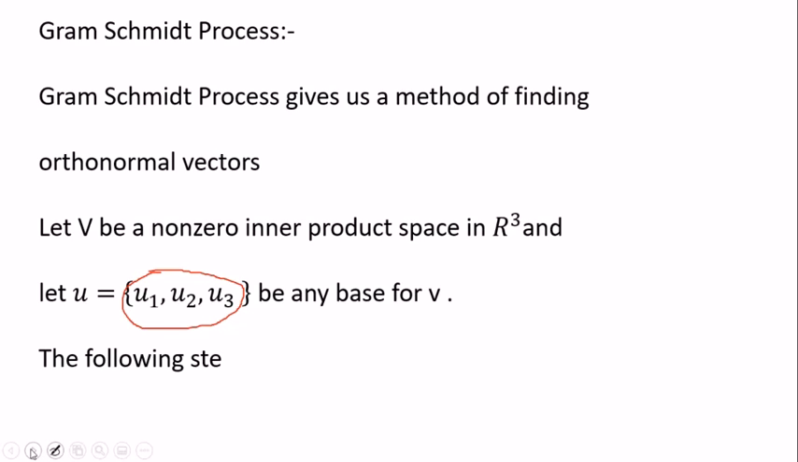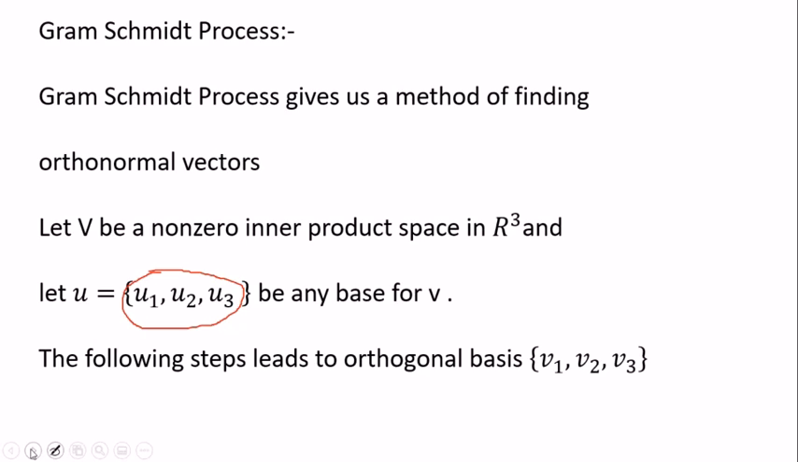So these formulas are very important. We have written the formula in terms of some steps. That procedure is divided into some steps. The following steps lead to an orthogonal basis, that is v1, v2, v3. So from u1, u2, u3 we are trying to find v1, v2 and v3. So what are the formulas for this? First is step 1.